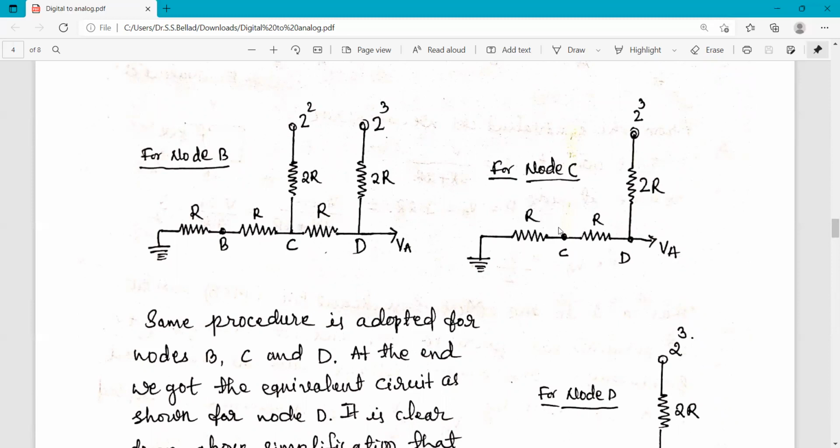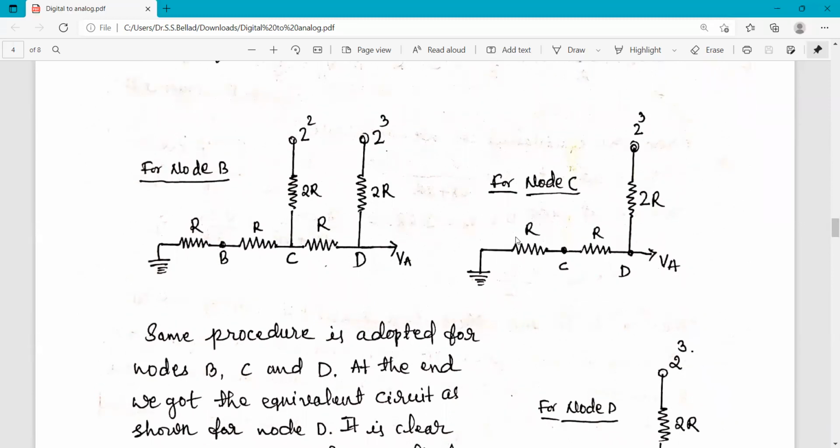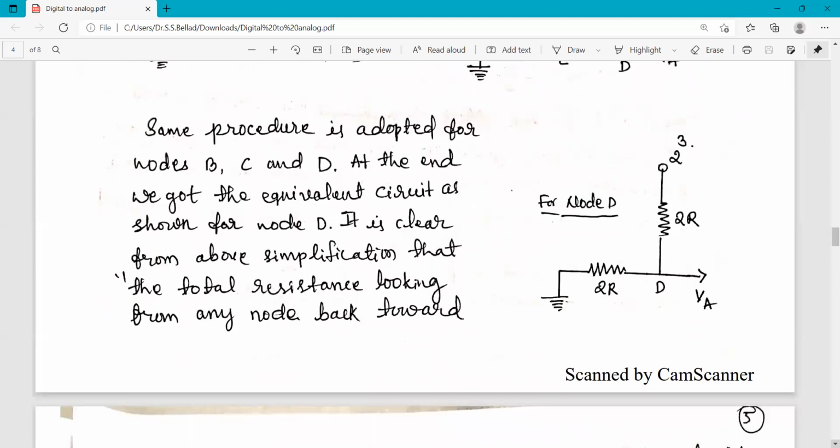Then you move to node D. This R and the effective resistance of this, which is also R, are again connected in series, so their effective resistance is 2R. As we have assumed, the 2 raised to 3 bit is also grounded. So this 2R and this 2R are again in parallel, so their effective resistance is R only. In this way, we can continue this procedure for simplification.